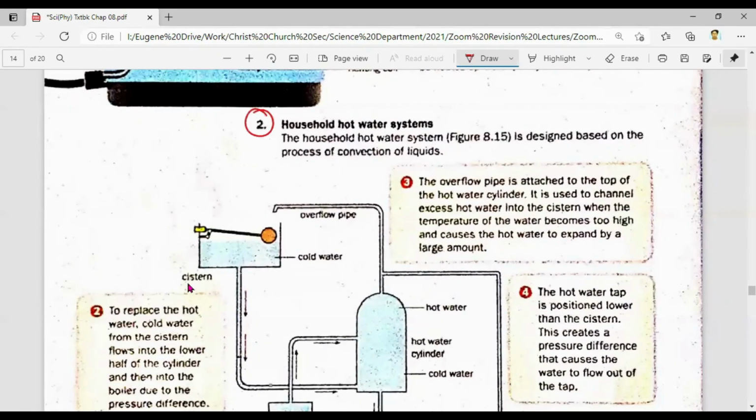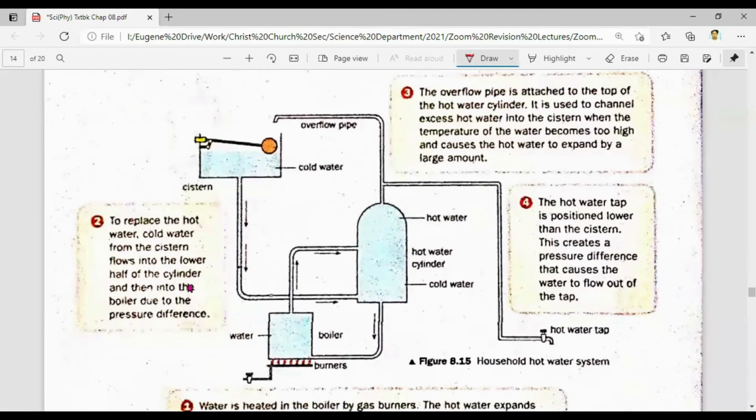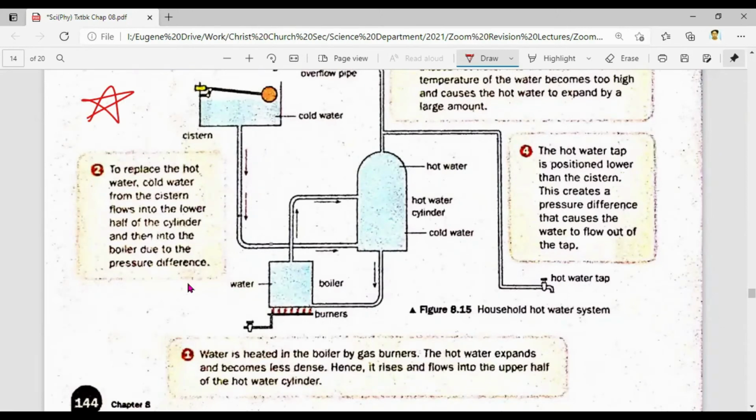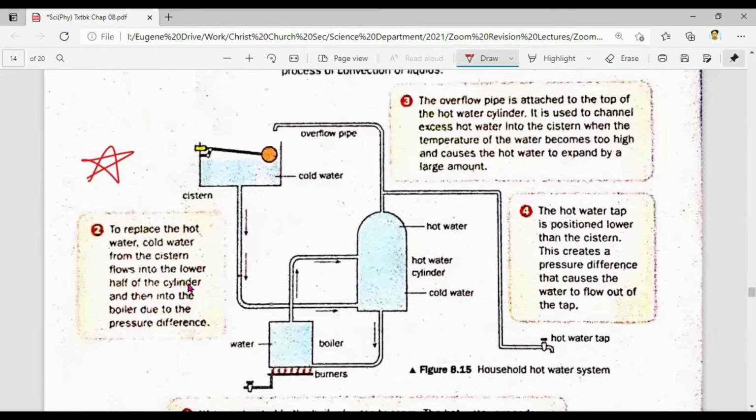Okay, household hot water system. I'm not going to go through this because it's quite a lot of points here. Do take time to read through this because this has come out in some prelim questions, and even in the TYS, they have a segment talking about it. I think it's quite easily understood. If you have any questions, feel free to ask your teachers about this. My suggestion is go and read through this. It's quite an interesting system that is in real life and also a very good application of convection.